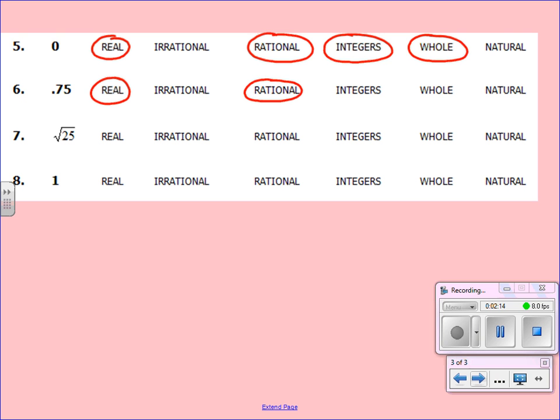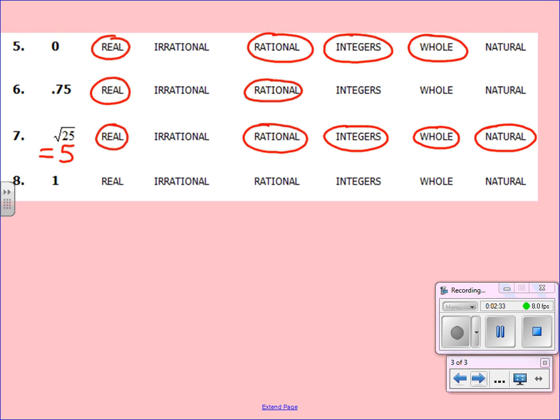The square root of 25, you may be tempted just to circle real and irrational again, but if you type in the square root of 25 to your calculator, you get 5. That makes it a rational number, an integer, a whole number, and a natural number. So just kind of be careful with your square roots. And the last number is 1. That's a real number. It's a terminating decimal, so it's rational. It's an integer, a whole number, and also a natural number.